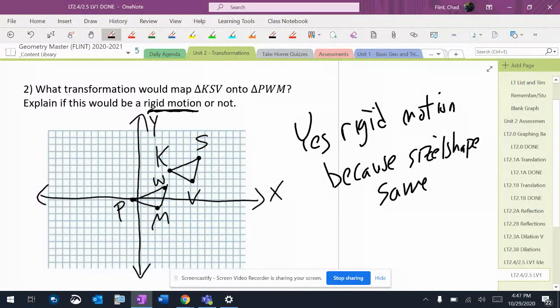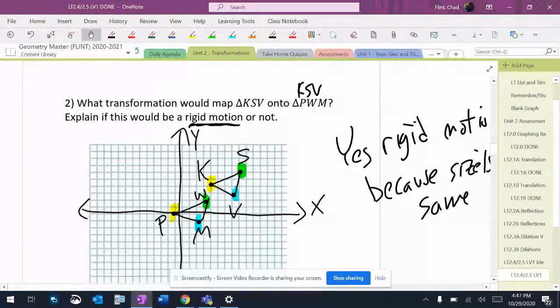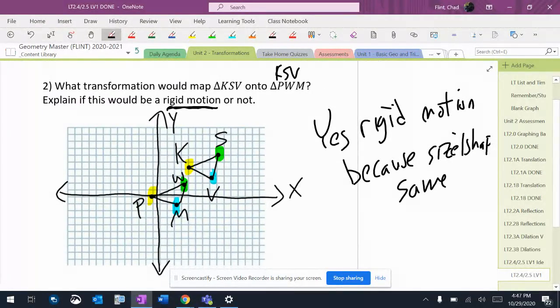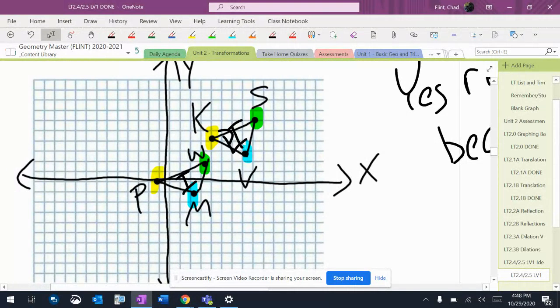Now, what happens here? So KSV. So if I'm highlighting these, just to double check, K ends up at P, S ends up at W, and V ends up at M, sorry. Now, I also am going to label, so it would map KSV. That means this is the pre-image onto the image. I want to make sure I know which one starts and which one ends so that I don't end up messing this thing up in that situation.